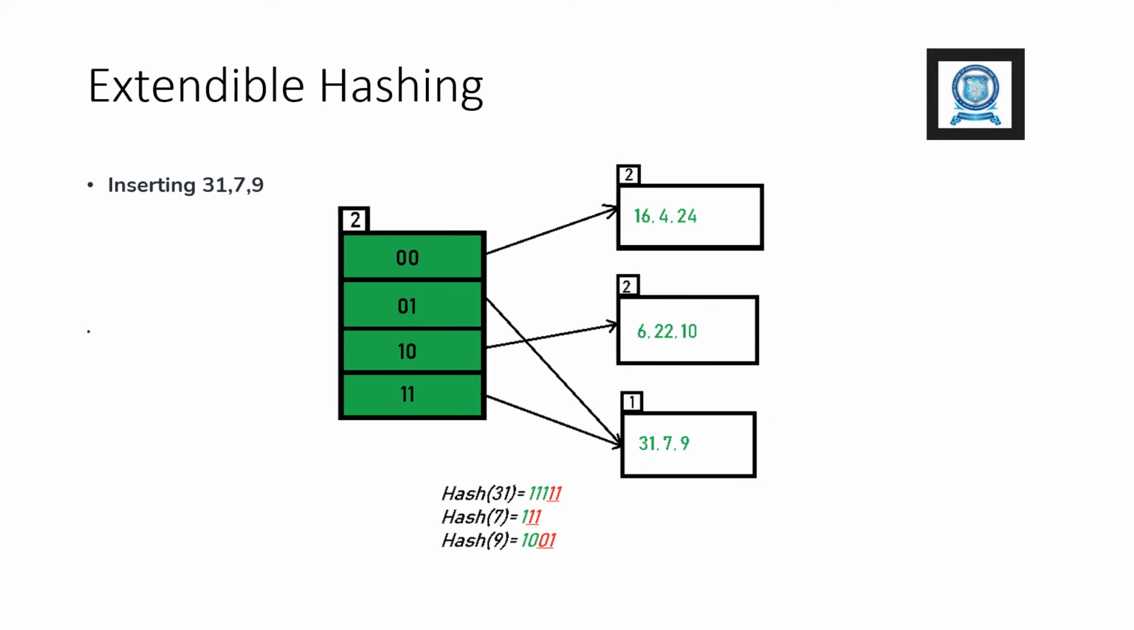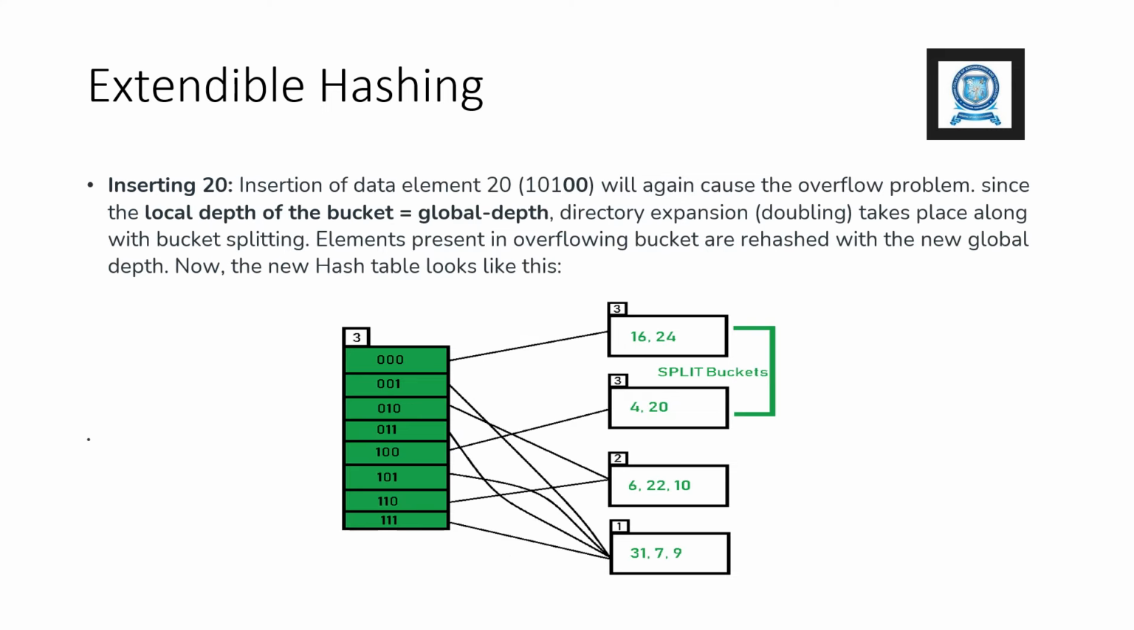Next, insert 31, 7, 9. For 31, 7 and 9, the LSBs are 11, so they are inserted in their appropriate places. Now insert 20. Insertion of data element 20 will again cause the overflow problem. Since the local depth of the bucket is equal to the global depth, directory expansion takes place along with bucket splitting. Elements present in the overflowing bucket are rehashed with the new global depth. Now the new hash table looks like the below one.